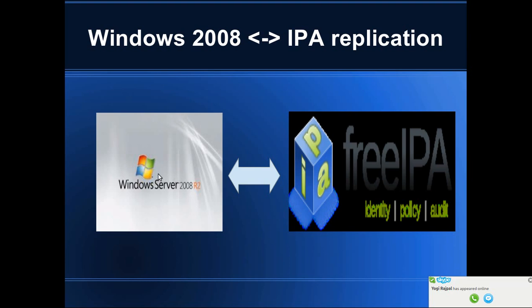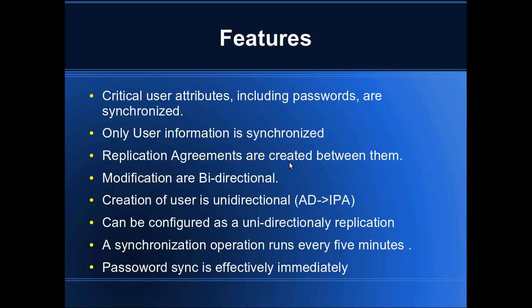Other thing is, in this environment, only the user information is propagating or synchronizing between these two environments. No information related to groups, machines or group policies will be replicating between them. Features: only critical user attributes including passwords and lockouts are synchronized between these two directory servers. Only user information is synchronized.